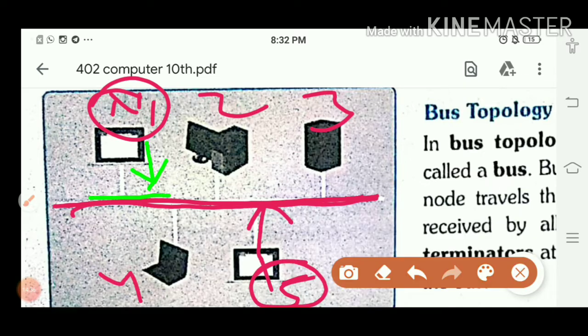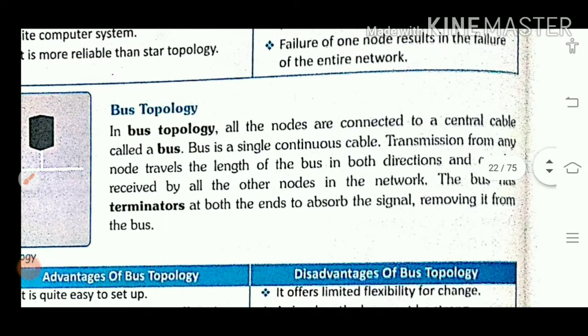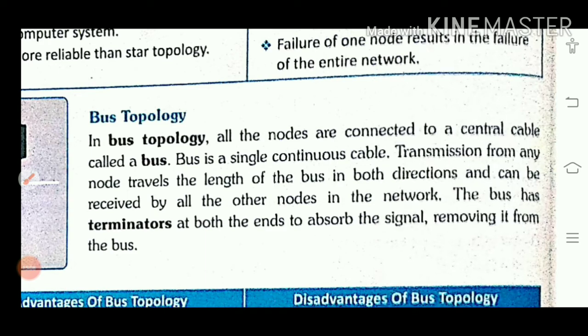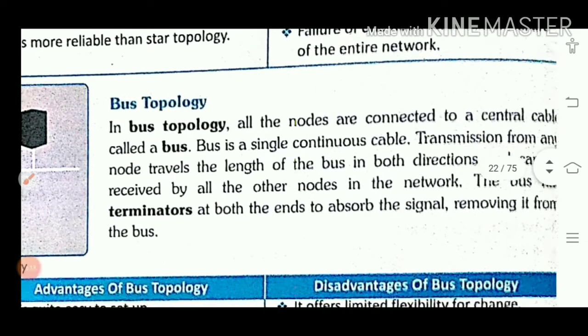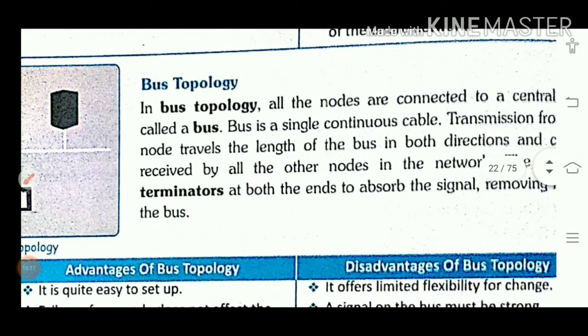Now the bus is taking data from node 1 and giving it to node 5. ठीक है, समझ में आया? बस टोपोलॉजी: here all the nodes are connected to that central cable that is called the bus, and the bus is a single continuous cable, and the transmission of any node travels the length of the bus in both directions.